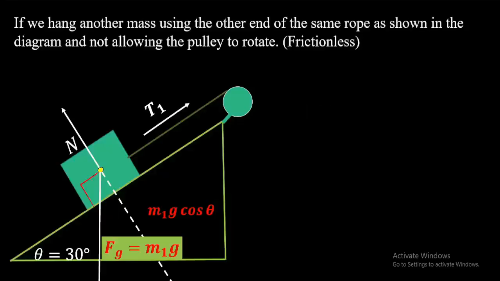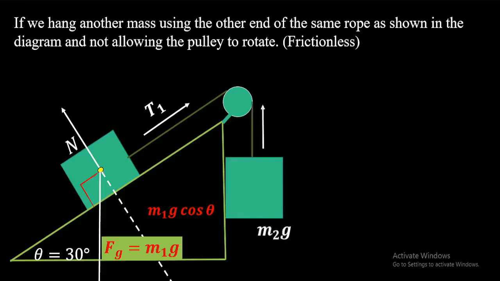In this frictionless inclined plane, we hang another mass using the other end of the same rope, as shown in the diagram, and not allowing the pulley to rotate. We see that there is a tension, T sub 2, developed along the rope due to the weight of the second object. The sum of all the forces along the y-axis is given by. We also see that there is no acceleration along the x-axis for mass 2.